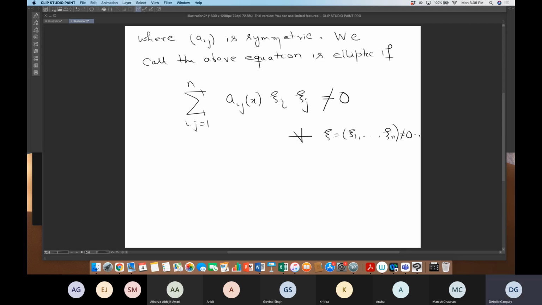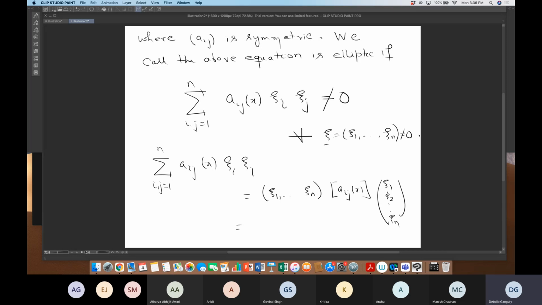This is nothing but, you have definitely come across this. What is this? a_ij is an n by n matrix, and ξ is a vector in n dimensions. This is nothing but the multiplication of the matrix a_ij(x) and the vector ξ. Sometimes it is written as Aξ·ξ. What is this called? You remember its name? It is the quadratic form associated with the matrix. This is the quadratic form.